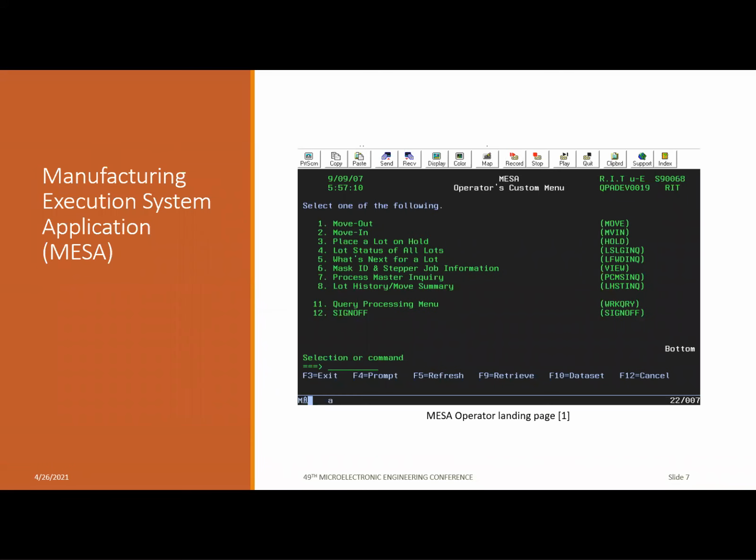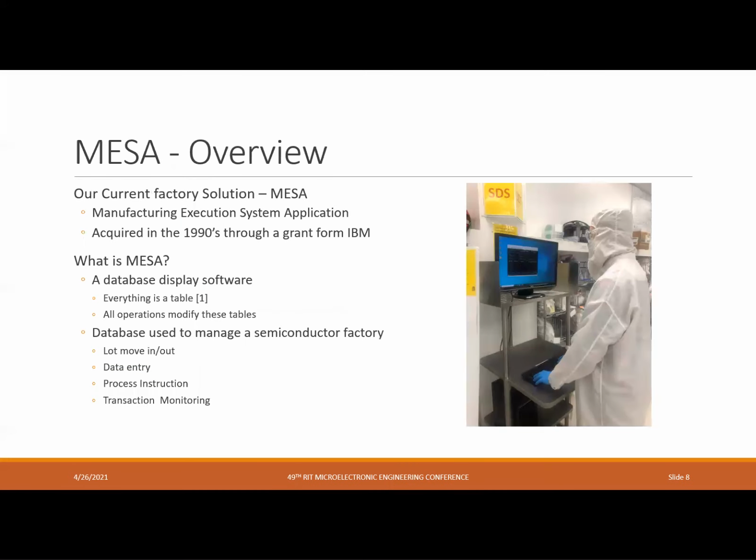So, let's talk more in depth about our current manufacturing solution, the Manufacturing Execution System application, or MESA. MESA was acquired by the program in the 1990s via a grant from IBM, so the students could become familiar with what was, at the time, industry standard factory management software. But what exactly is MESA and what does it do?